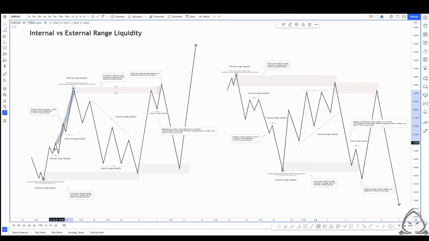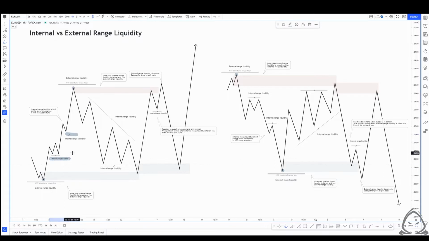So for example, if this was a 4-hour leg of structure and we drop down to the 15-minute to dig into the price action, what we would see on the 15-minute is much more clear internal range liquidity. And what internal range liquidity ends up being in a bullish swing structure would be equal lows, structural lows, and upward sloping trendline liquidity.